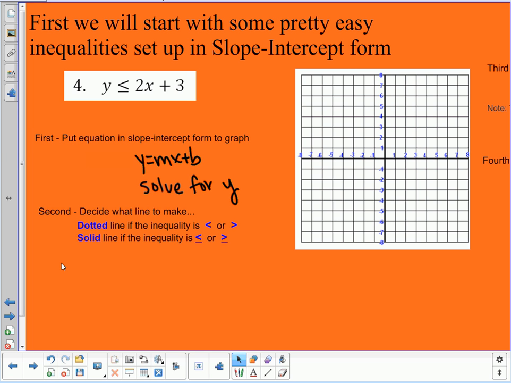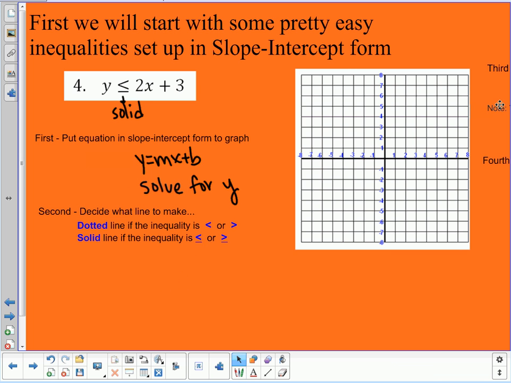Or I make a solid line if I'm looking at less than or equal to or greater than or equal to. So basically, if you've got that line underneath like this, then you're going to have a solid line on your coordinate plane. So this one is going to be solid, because I have that less than or equal to.